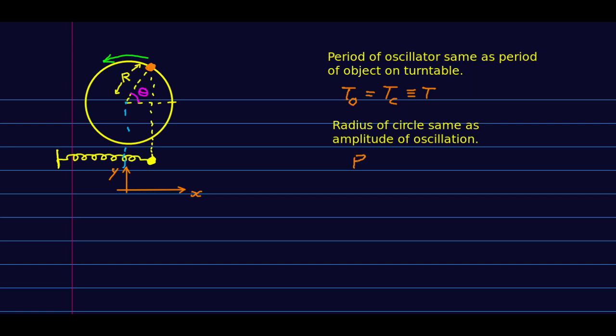And we have the radius of the circle is the same as the amplitude of the oscillation. Now notice that this distance here is the x position of the thing going in the circle. But it's also the same distance as the x position of the oscillator. So the other thing we have is that x for the oscillator is really the x component of the position vector of the thing going in a circle.